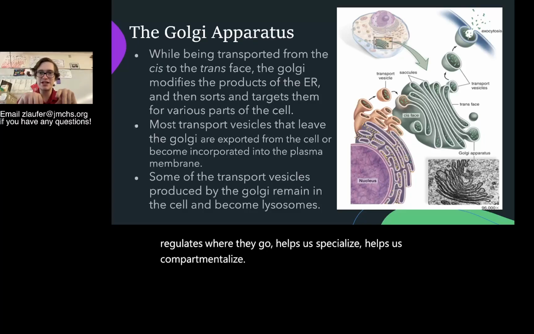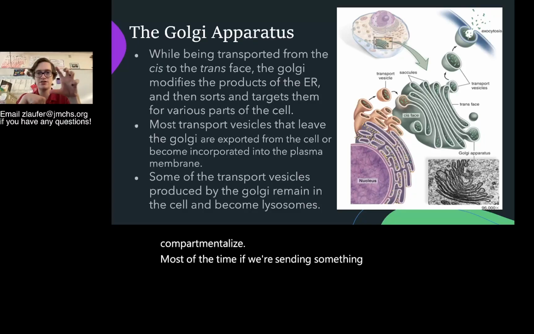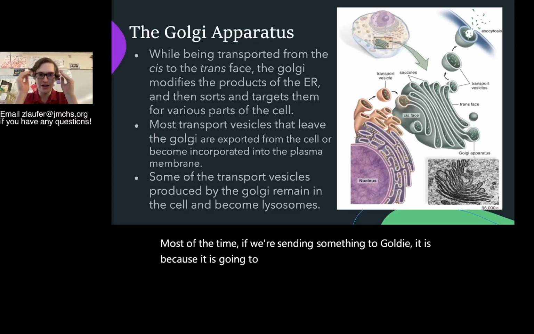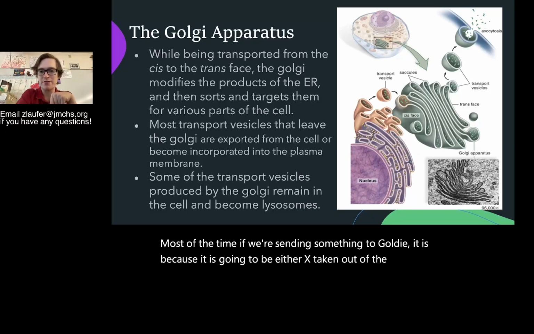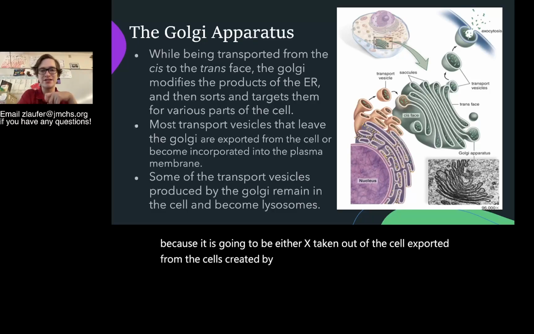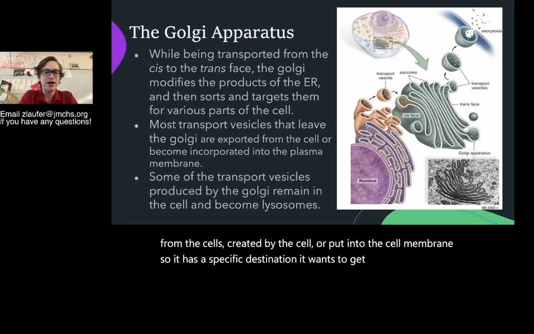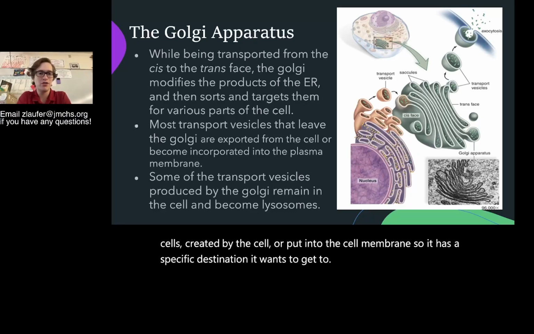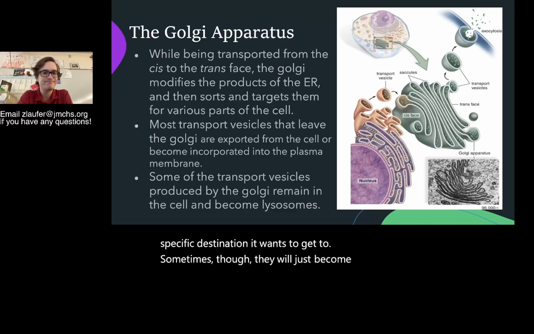Most of the time, if we're sending something to Golgi, it is because it is going to be either taken out of the cell, exported from the cell, secreted by the cell, or put into the cell membrane, so it has a specific destination it wants to get to. Sometimes, though, they will just become lysosomes as well.